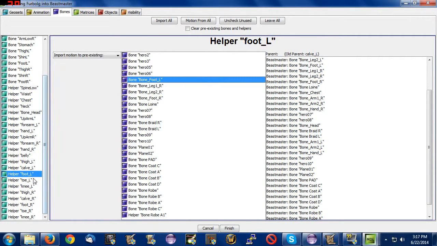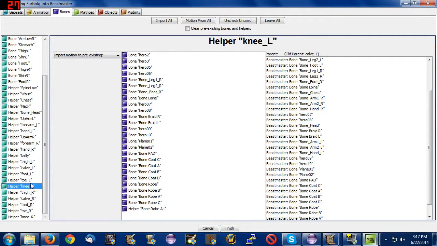foot. Now, the Beastmaster is not as complicated in motion data, so we have no place to put the toe or knee data from the Furbolg. That's okay. A lot of times if you just ignore it and leave it out, because the rest of the motion is brought in, the Beastmaster will probably look okay.